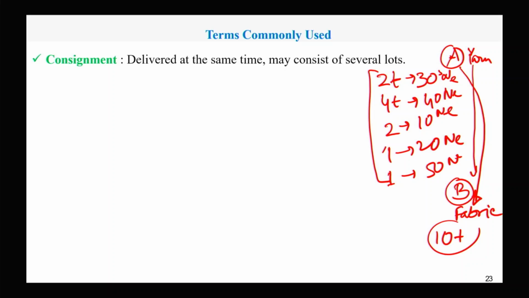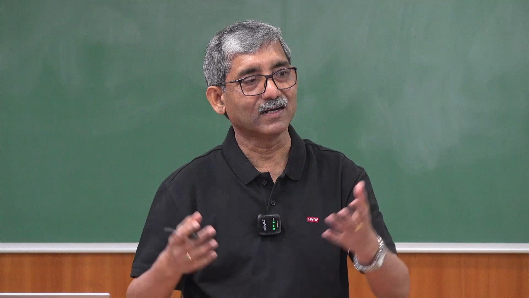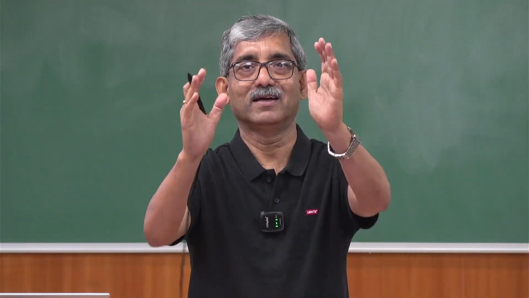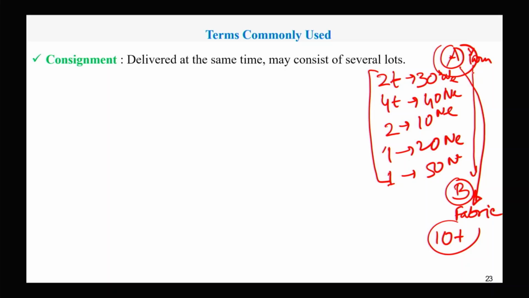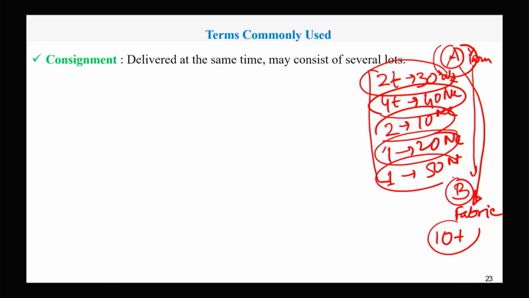at a time. So this is actually called a consignment. This may require, say, 10 trucks or 10 containers, it doesn't matter. It is sent on a particular day to another industry. This is called a consignment. It may contain different lots. What are the lots then? This 2 ton of 30 count is a lot. 4 ton of 40 count is a lot. These are the different lots they are producing.